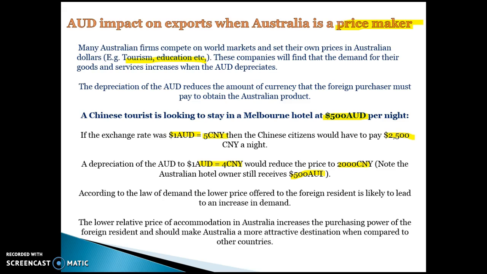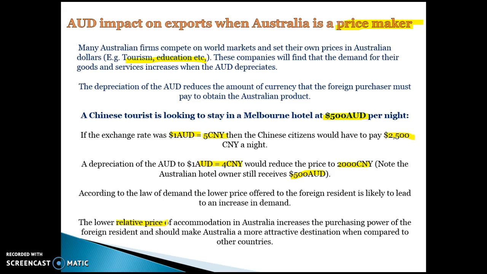So according to the law of demand, there'll be more demand for things like tourism and education when the Australian dollar is low, because the relative price for them is now cheaper. And that's the important part there. Their purchasing power is increased, it's costing them less, and therefore they're more likely to come to Australia for their holidays.